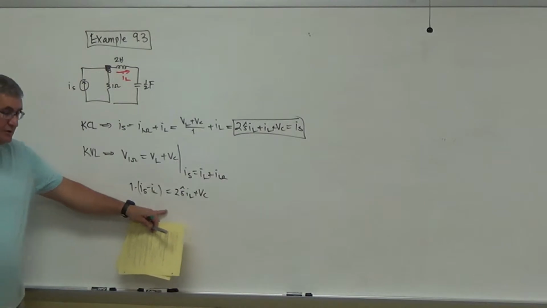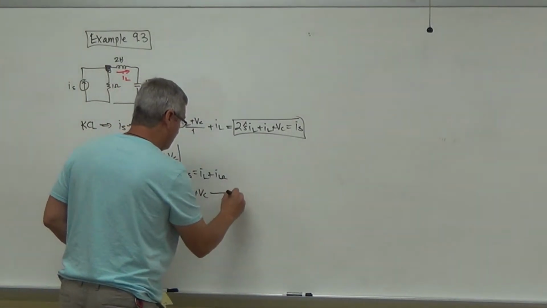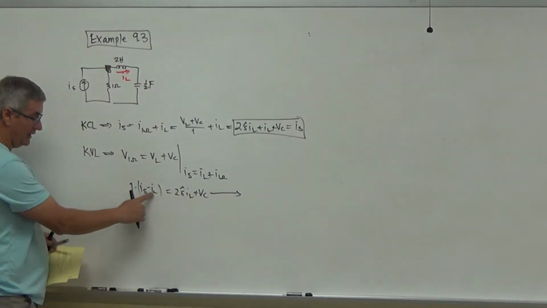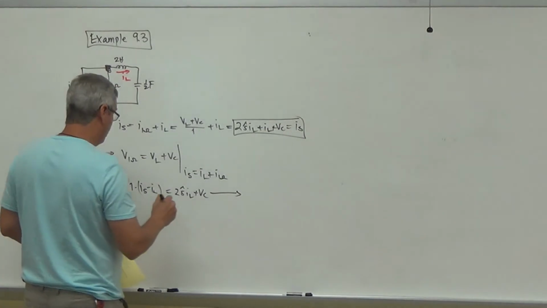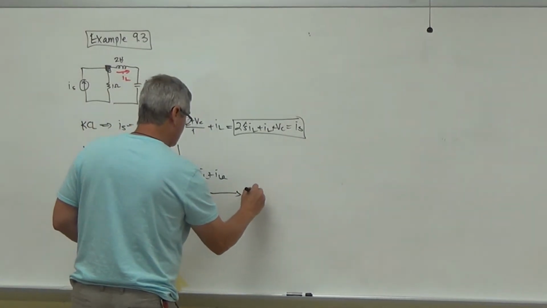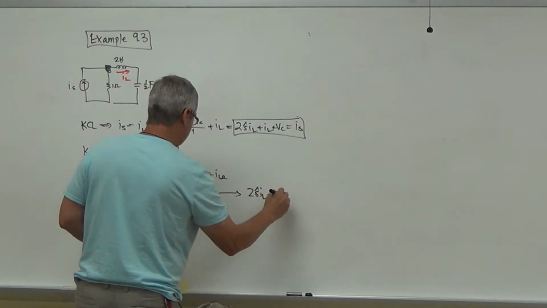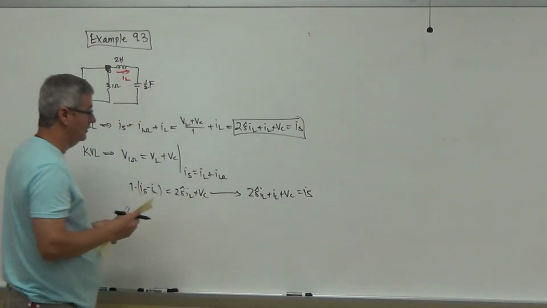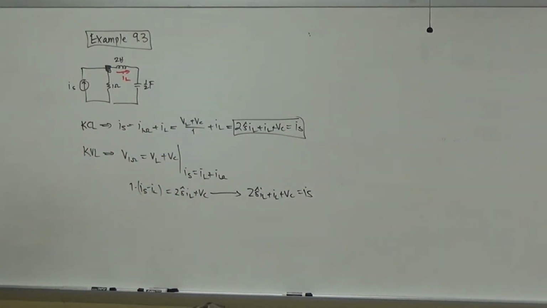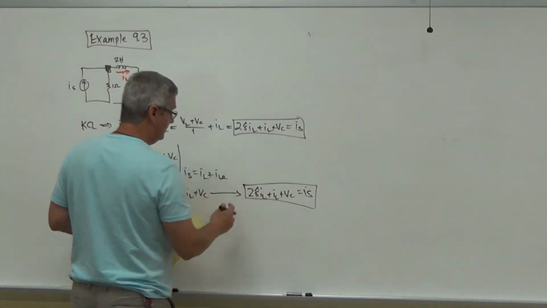So look at that. I got everything in terms of VC and IL. So this tells me that I get the equation here. Look at that IL. I'm going to bring it to the other side. So I'm going to get 2S hat IL plus IL plus VC equals I source. I'm getting the exact same solution. Did I mess up here?